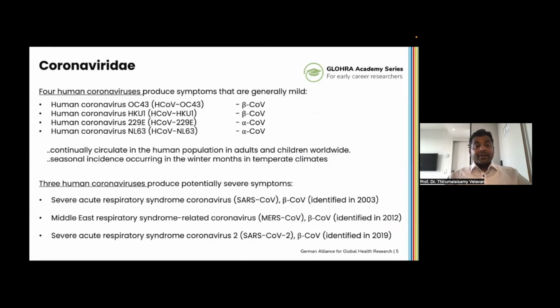As I said, there are 7 different coronaviruses. 4 of these coronaviruses that are known to infect humans are generally mild. As you see from the slides, there are 2 of the beta coronaviruses, there are 2 of the alpha coronaviruses. And these, OC43, HKU1, 229E, and NL63, continuously circulate in the human population, both in adults and in children worldwide, with their seasonal incidence occurring explicitly during the winter months, especially in temperate climate regions.